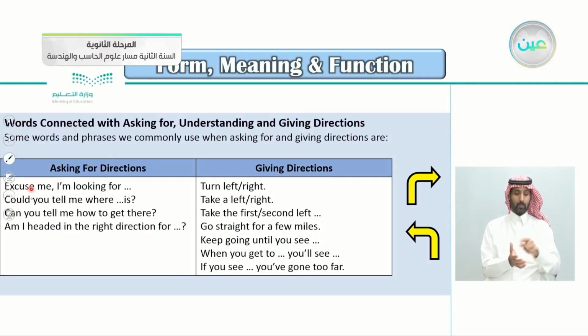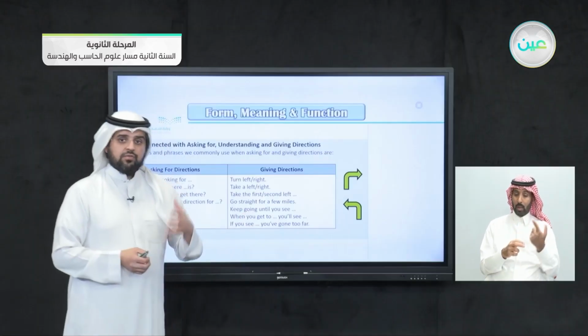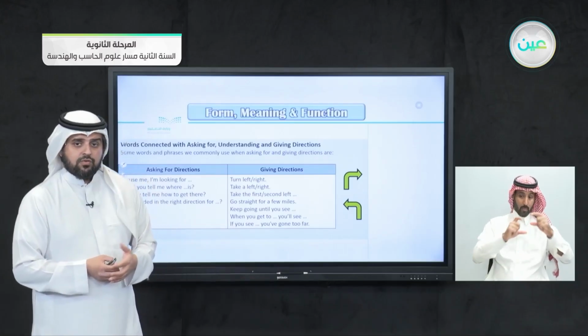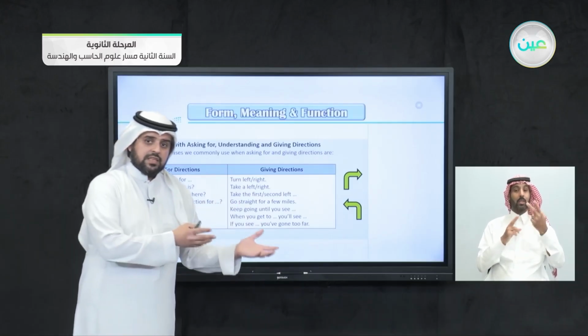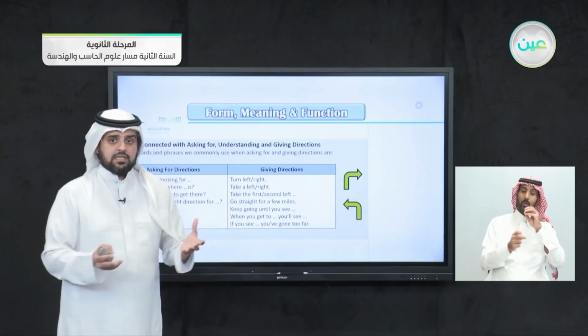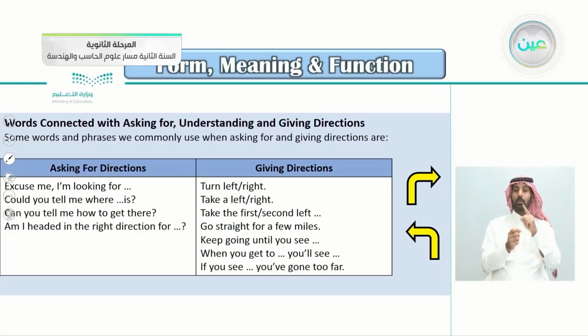The first one here: "Excuse me, I'm looking for." Then you can say what you are looking for. Excuse me, I'm looking for the bank. Excuse me, I'm looking for a hotel. So that this man will provide the directions for you. So this is how to ask for directions. Excuse me, I'm looking for the bank, for example.